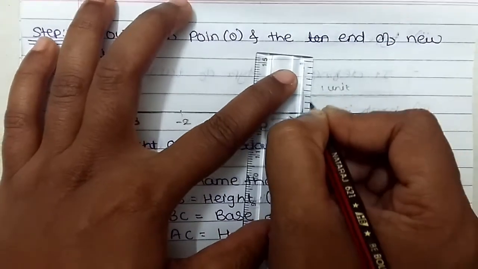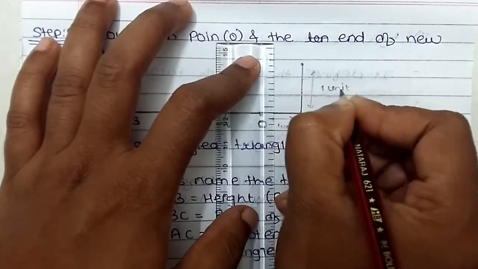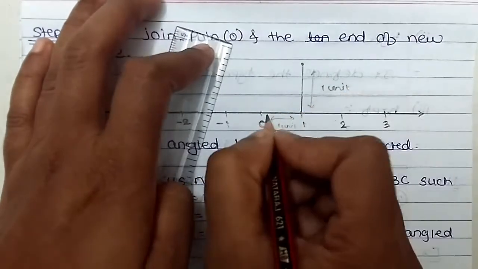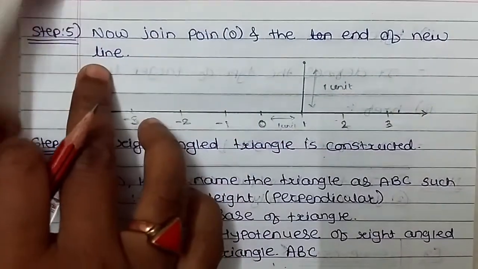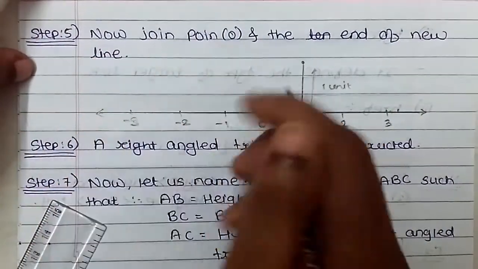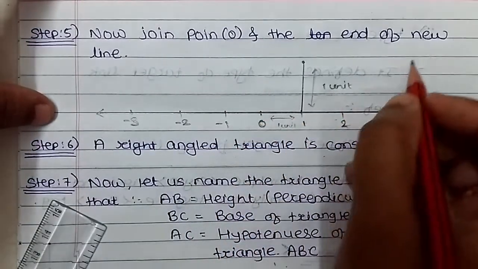Understand this one? Distance between this line is what? 1 unit. Okay, and distance between 0 and 1, it is also 1 unit. And then what is the step 5? That is now join point 0, that means this one point. Okay, this 0 point and the end of new line.